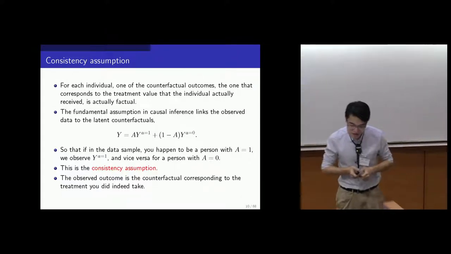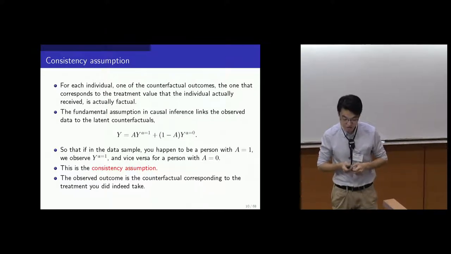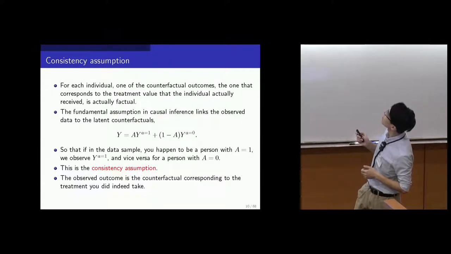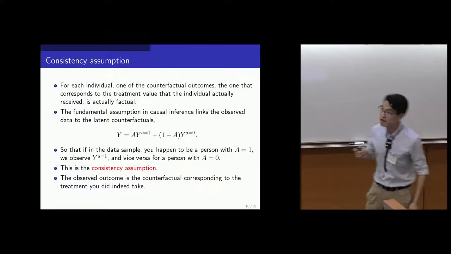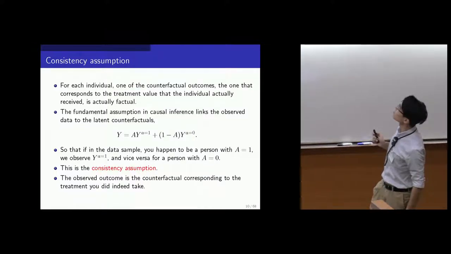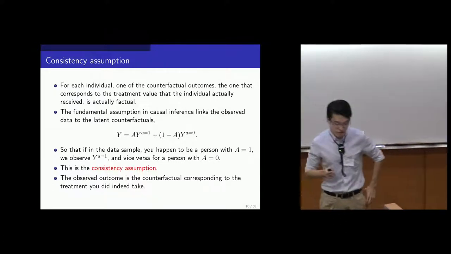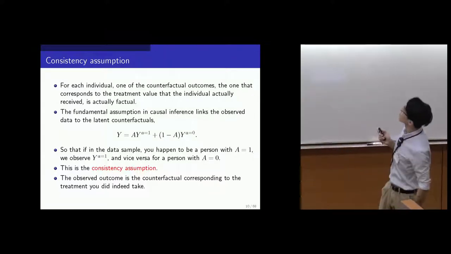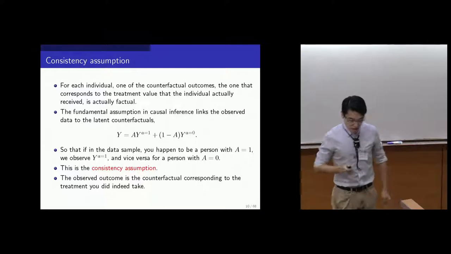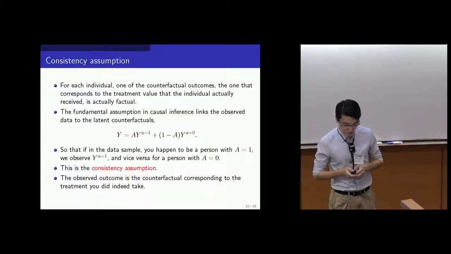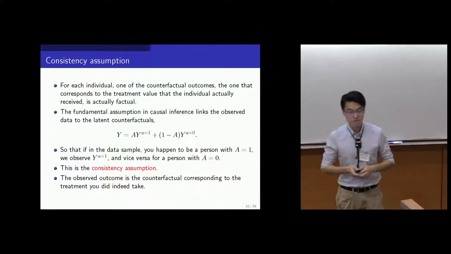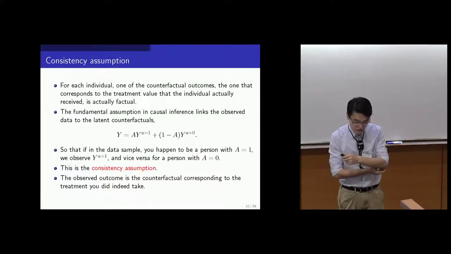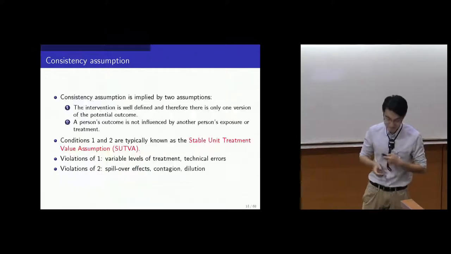Okay. So the fundamental assumption in causal inference links the observed data to the latent counterfactuals. So if you took the aspirin, right, your actual observed outcome will be your potential outcome when you took the aspirin, right? Whereas if you did not, then this will be 0, and you are left with this version of the potential outcome. Okay? So this is a very useful equation to bear in mind. Okay, so if in the data sample you happen to be a person with A equals 1, then you observe that version of the potential outcome, right? And vice versa. So this is the consistency assumption, and the observed outcome is the counterfactual corresponding to the treatment that you indeed take.